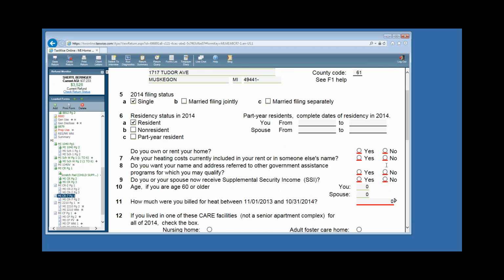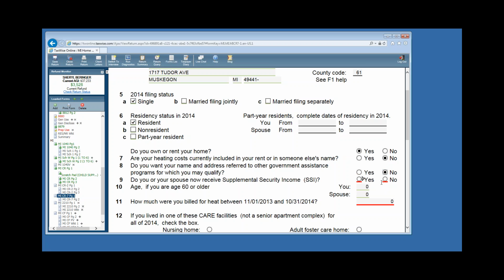So does the client own or rent the home? Yes, Cheryl does rent. Are the heating costs currently included? No, they're not. Do you want your name and address referred to other government assistance programs for which you qualify? I haven't really seen a whole lot of any sort of mailings or heard of anything that's come from this question, so I'm not sure why it's still asked. But I always ask the client, and they usually just say no.